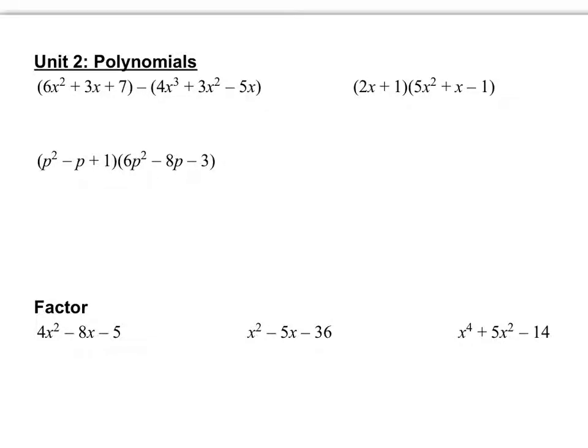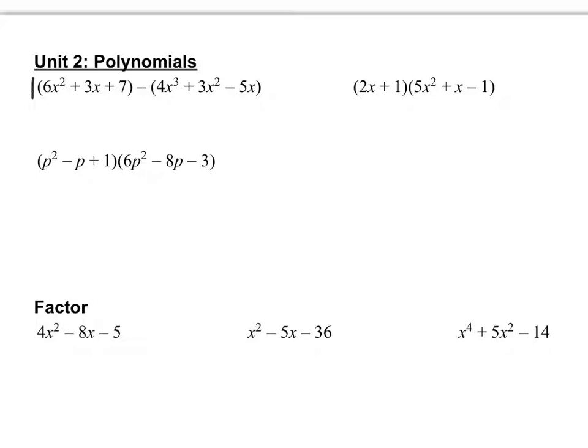In Unit 2, we looked at polynomials. We added, subtracted, multiplied, and factored. We've factored a lot now, so I think that last part will go a little faster. So just to recap, though, when I am adding or subtracting, all you do is distribute and combine like terms.